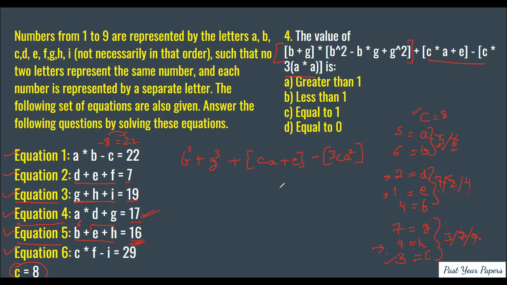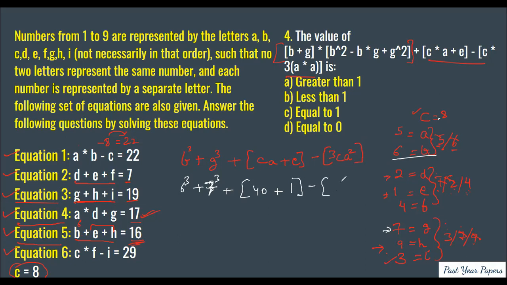Now we need to solve this. I think this color is getting too dark. Let me use white color. So B is 6. 6 cube plus G cube. What is G cube? G is 7. 7 cube. Yes. Plus CA. What is C times A? 8 times 5, 40. What is E? E is 1.